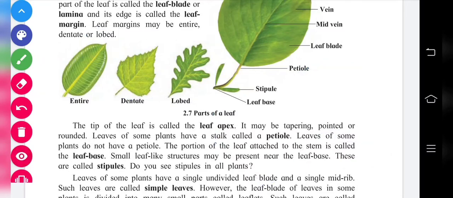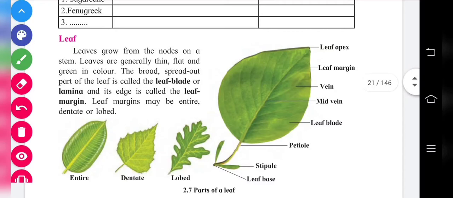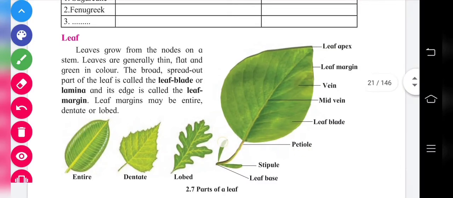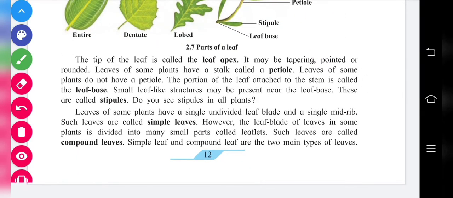Next, the leaves of some plants have a stalk, which is called the petiole. Where is the petiole present? This is the petiole. Leaves of some plants do not have a petiole, as shown in the example given here.